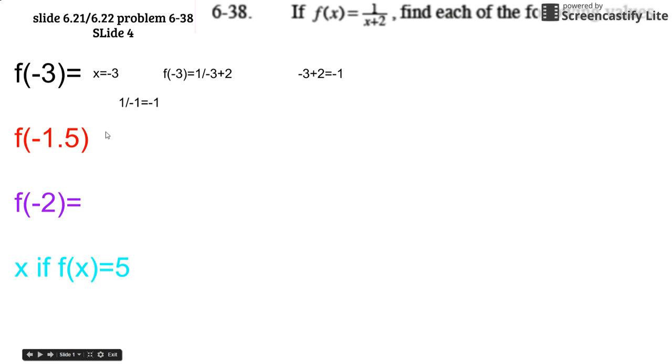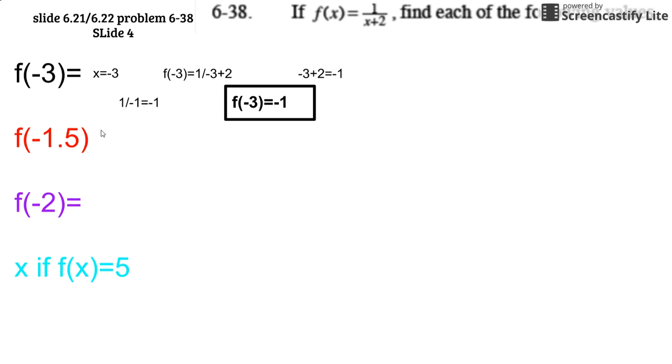So we get 1 over -1, which equals -1. And this is what our function of -3 equals: -1. And that's all our answer is for that one. Now we're going to move on to the function of -1.5.